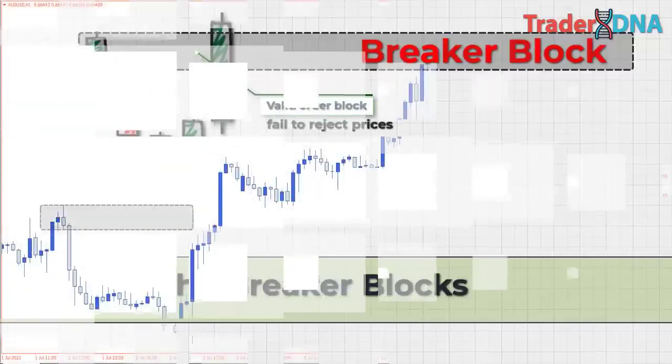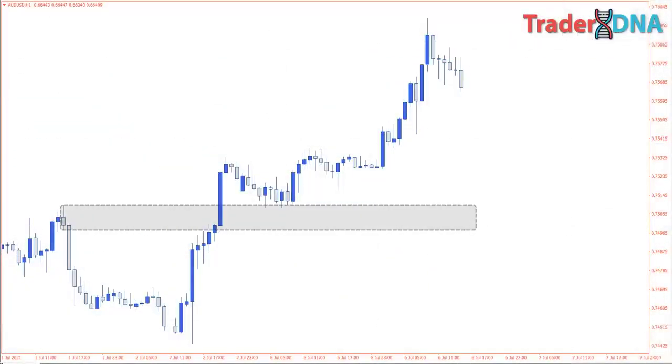Let's look at an example. As you see on this chart, the price was pushed up and broke through these order blocks with a large momentum candle, leaving a significant inefficiency. Then, we can see that the price eventually got pushed back down to fill the inefficiency, and it's also clear that after mitigating the breaker block, the price sharply pushed up.